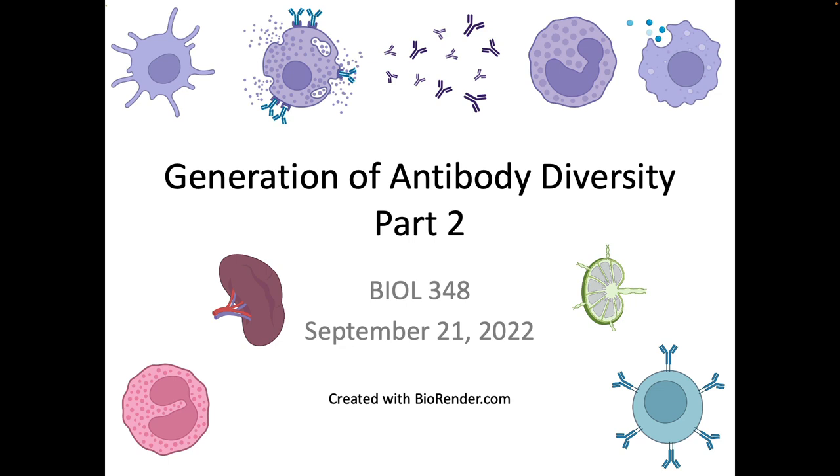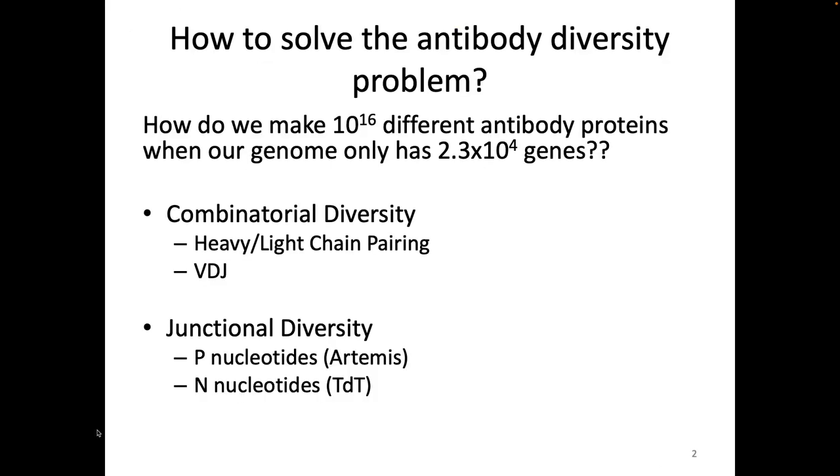So I introduced this problem of the fact that we make about 10 to the 16th different antibody proteins, yet our genome only has 2.3 times 10 to the fourth genes. And I told you that there are two solutions to this problem. One, the issue of combinatorial diversity, the other, junctional diversity. And we were talking about combinatorial diversity last time.